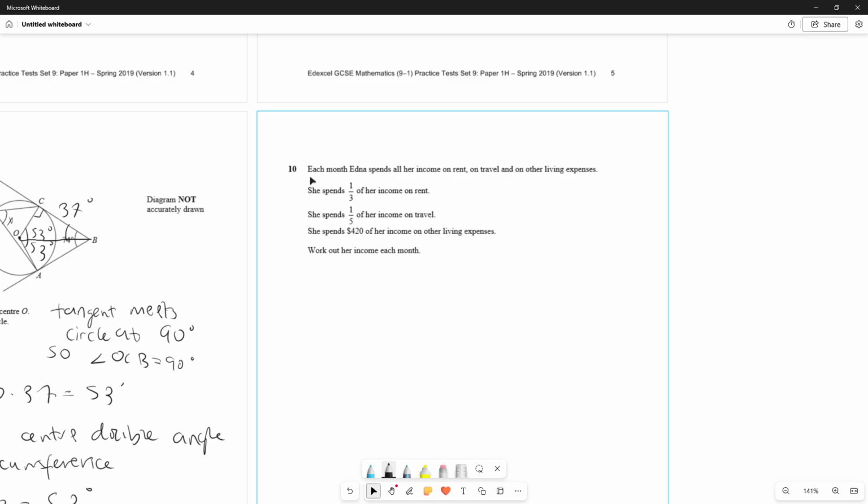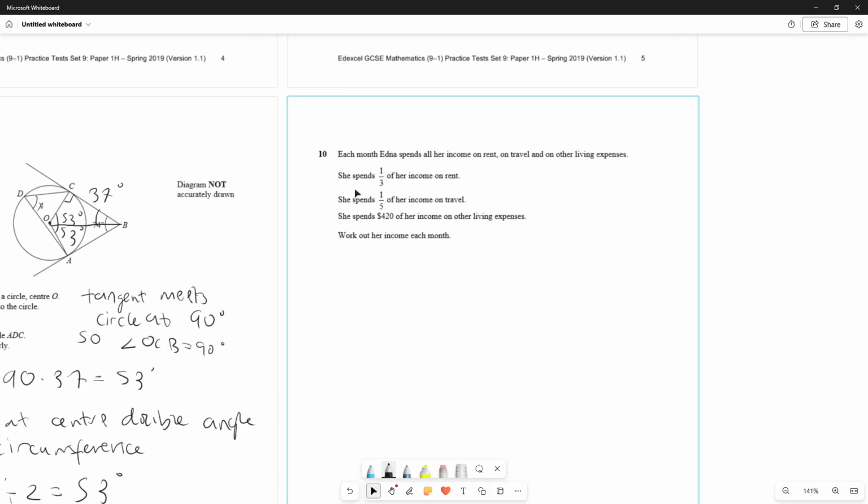Next, each month, Edna spends all her income on rent, on travel, and on other living expenses. She spends 1/3 of her income on rent. She spends 1/5 of her income on travel. She spends $420 of her income on other living expenses. Okay?